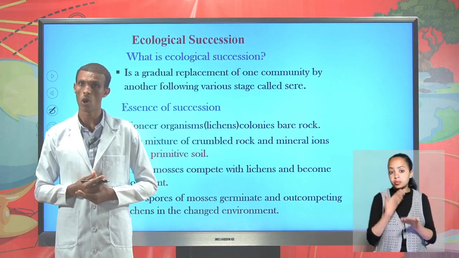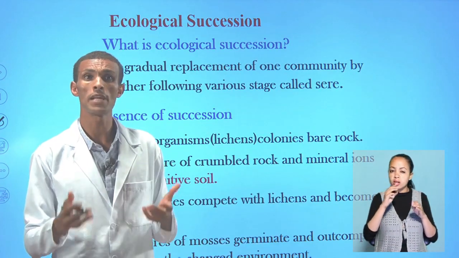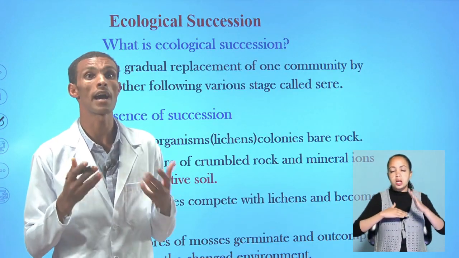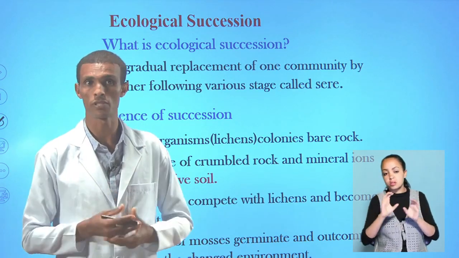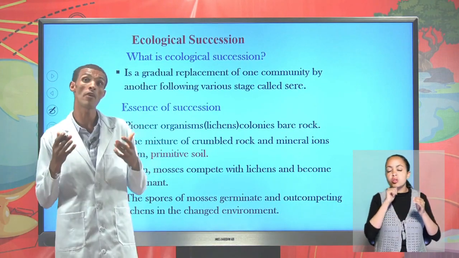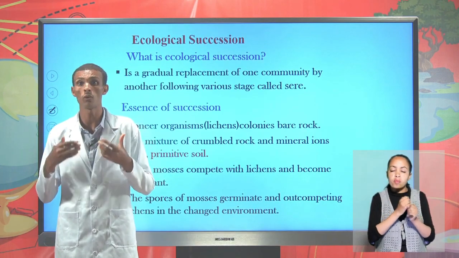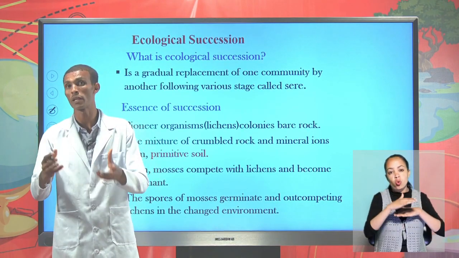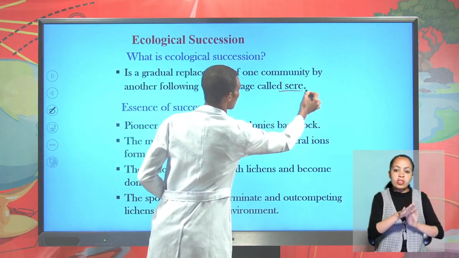Well done. Ecological succession is the gradual replacement of one community by another in a given sequence of stages. There is no life that can be found as it is. It is formed through a gradual or progressive replacement of one community by another, following stages.